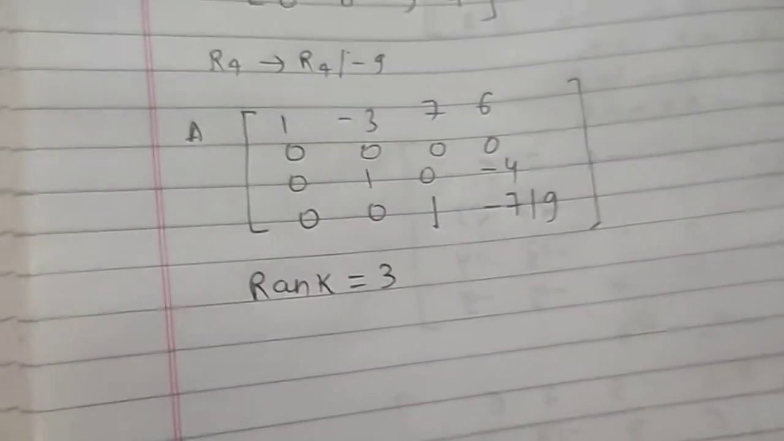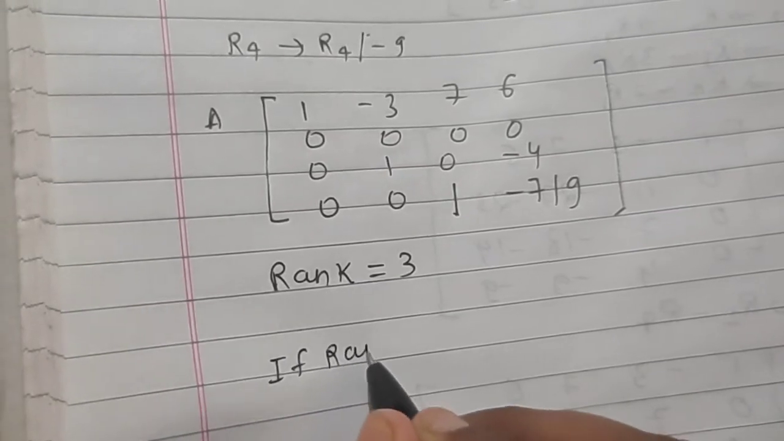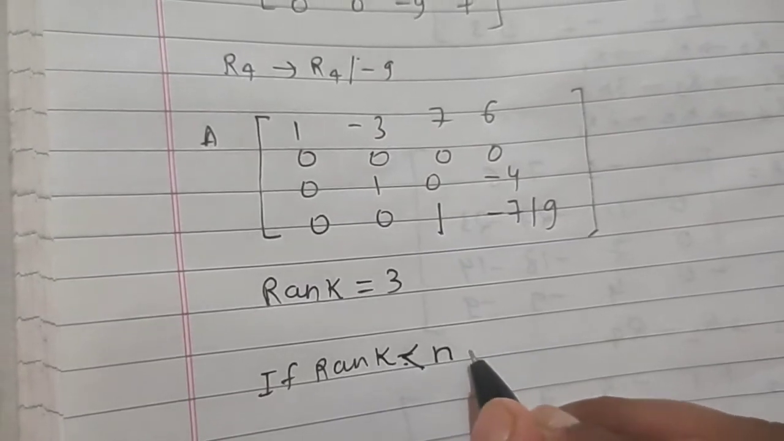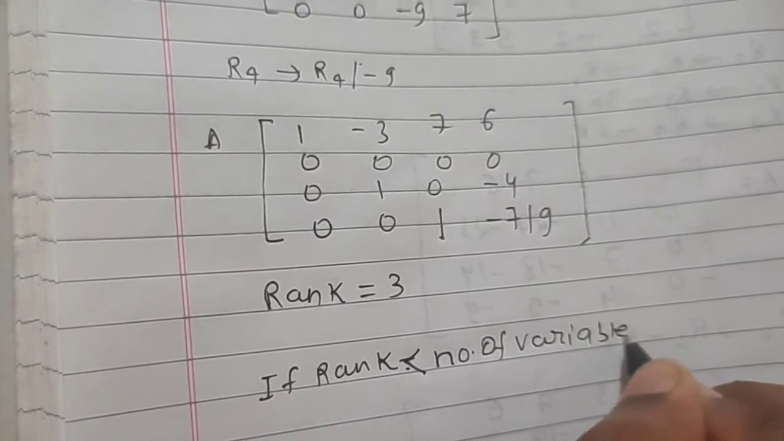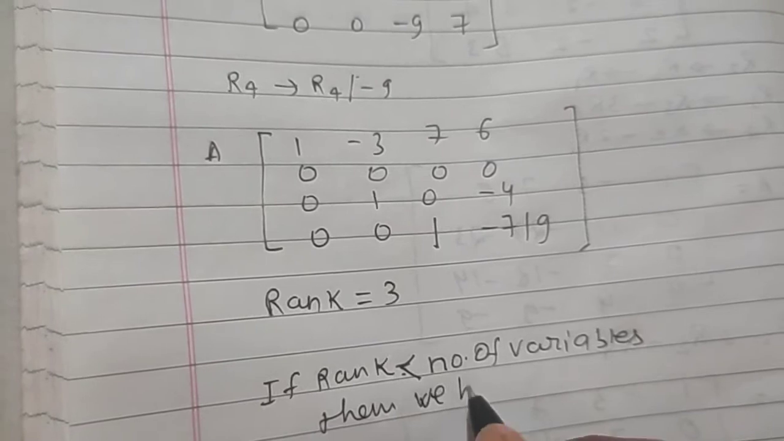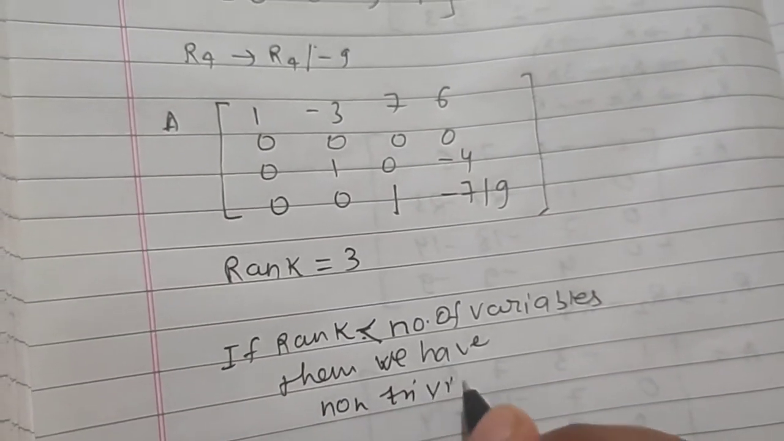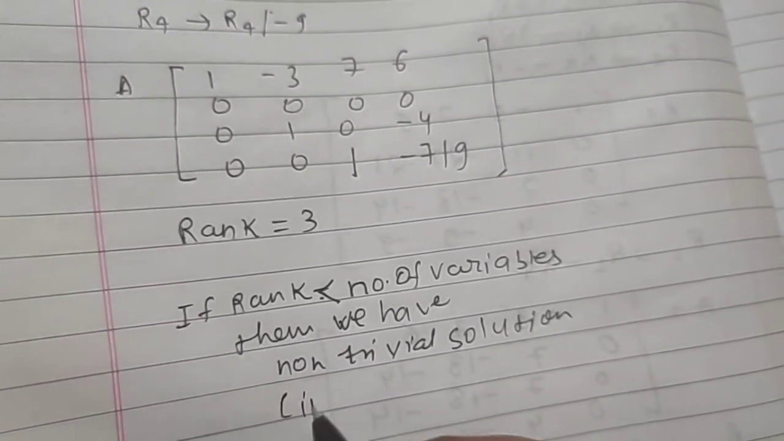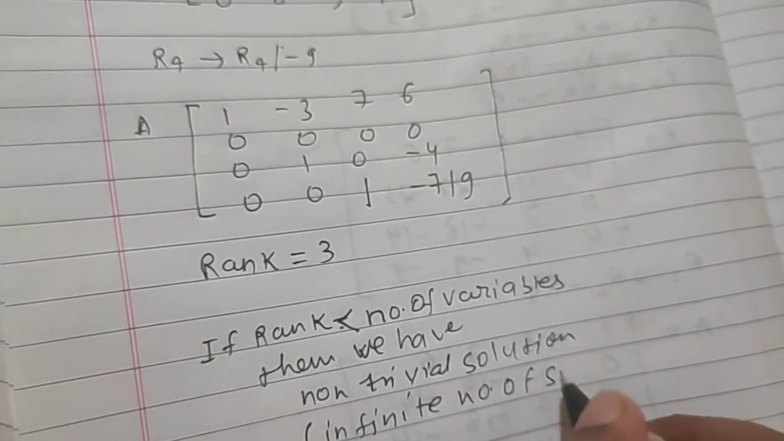Now coming to the concept, if rank is lesser than number of variables, then we have non-trivial solution. Non-trivial means infinite number of solution or more than one solution. Infinite number of solution. Okay.